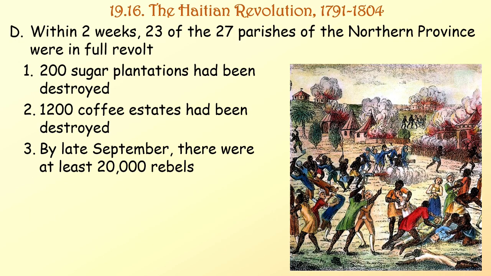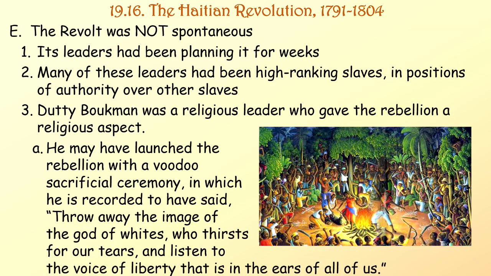Within 2 weeks, 23 of the 27 parishes of the northern province were in full revolt. 200 sugar plantations had been destroyed. 1,200 coffee estates had been destroyed. By late September, there were at least 20,000 rebels. The revolt was not spontaneous. Its leaders had been planning it for weeks. Many of these leaders had been high-ranking slaves in positions of authority over other slaves.